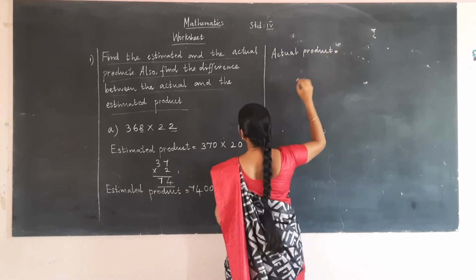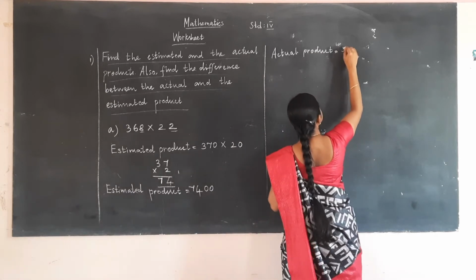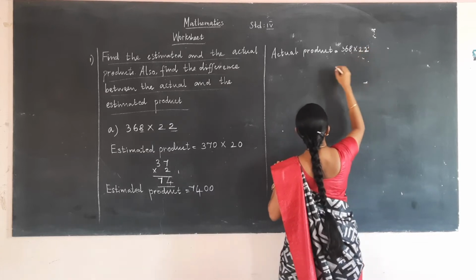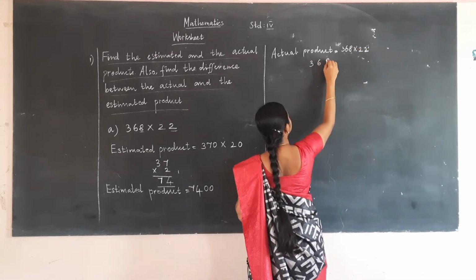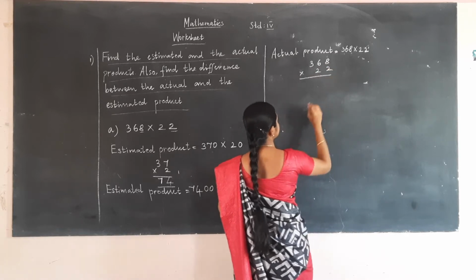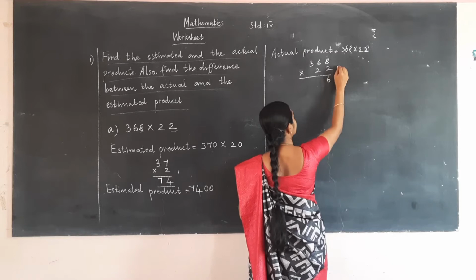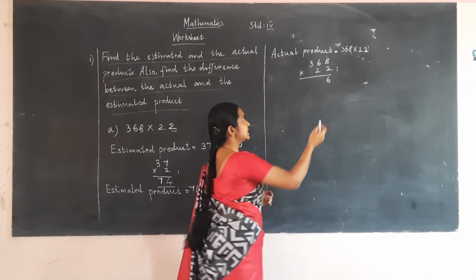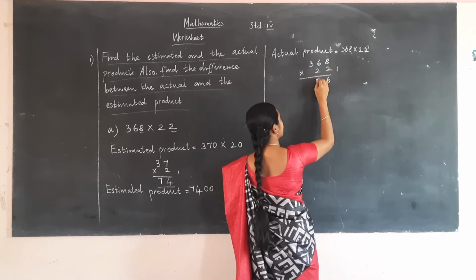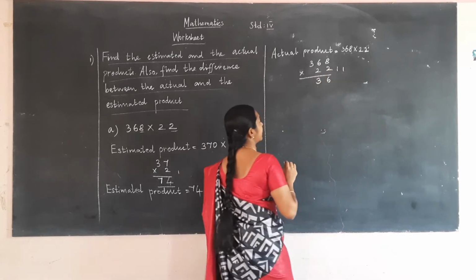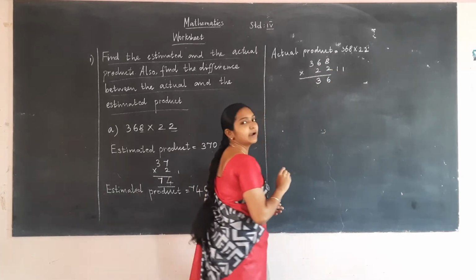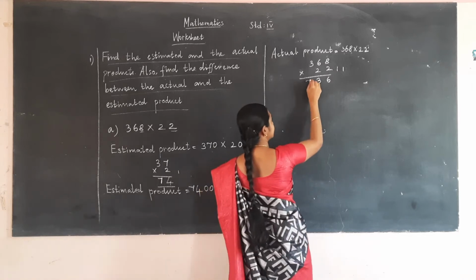Actual product means we have to multiply 368 and 22 as it is. 8 into 2 is 16. So write 6 here and 1 is remaining. 6 into 2 is 12. 12 plus 1 is 13. So write 3 here and again we have 1 remaining. 3 into 2 is 6. Here we have remaining 1. 6 plus 1 is 7.